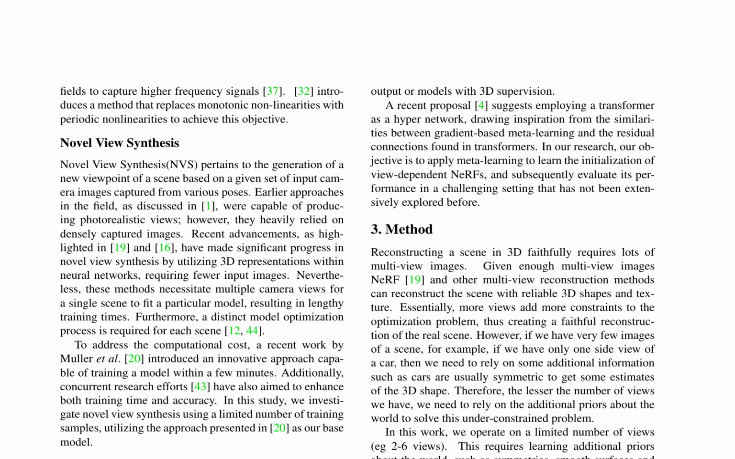Novel view synthesis, NVS, involves generating new viewpoints of a scene from a set of input camera images. Recent advancements have utilized 3D representations within neural networks, requiring fewer input images. However, these methods necessitate multiple camera views for a single scene, resulting in lengthy training times. To address this, a recent work introduced an approach capable of training a model within a few minutes. This study investigates NVS using a limited number of training samples, utilizing this approach as the base model.